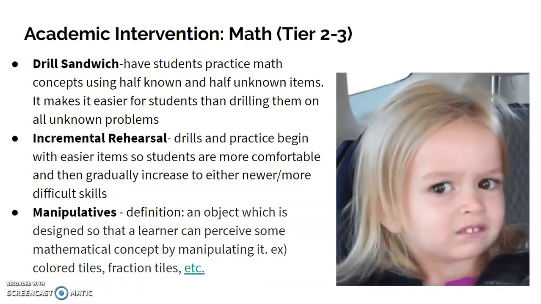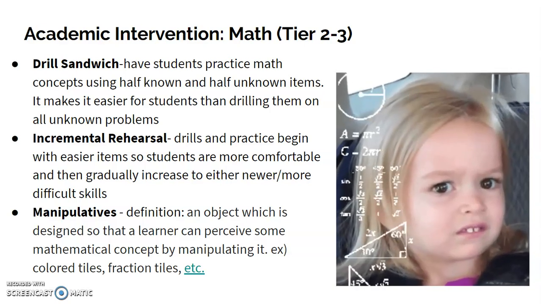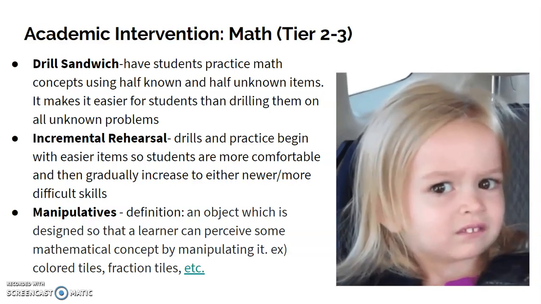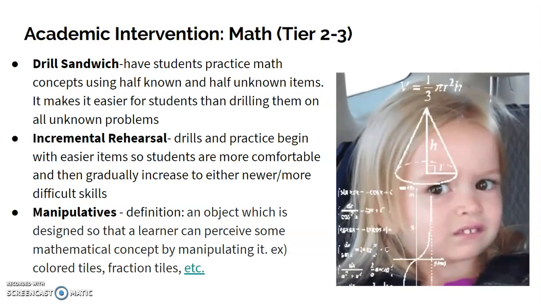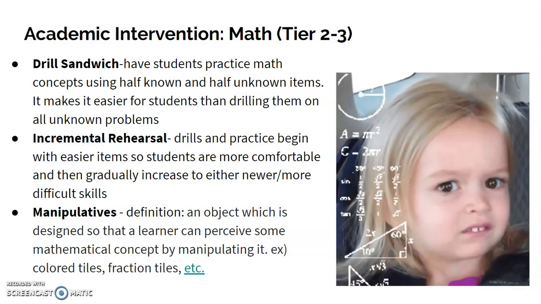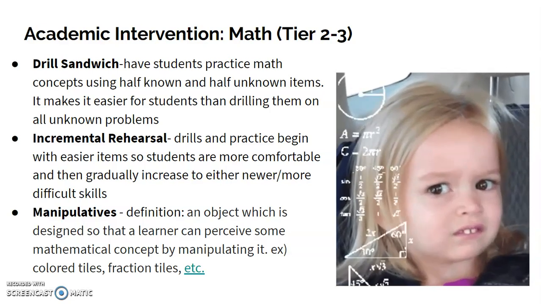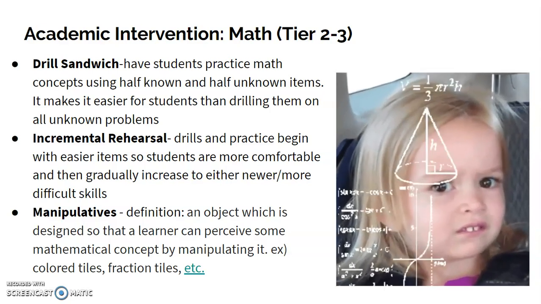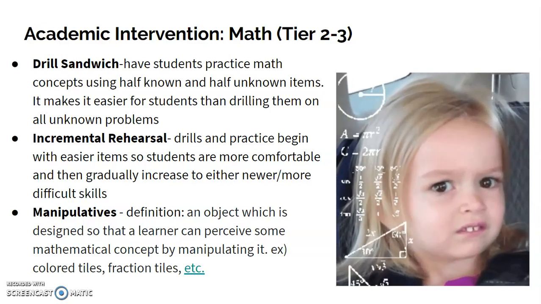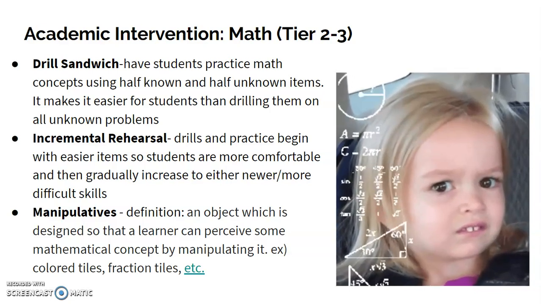These are some academic interventions for math for kids that are, again, in tiers 2 and 3. So there's one called a drill sandwich, which sounds kind of fun. It involves having students practice math using half known items and half unknown items. So those could be maybe concepts that they don't understand or problems that increase in difficulty. It's going to make it easier for students so that they kind of have some confidence moving forward once they can understand and answer correctly the known problems.